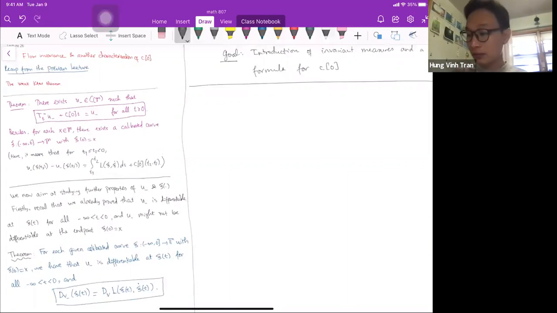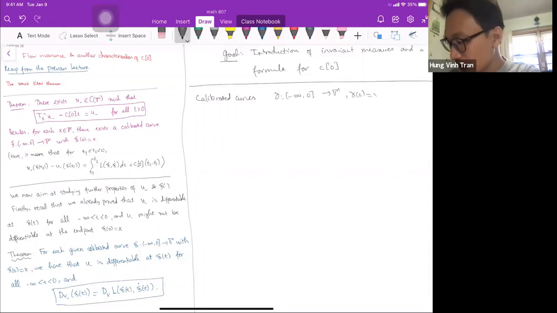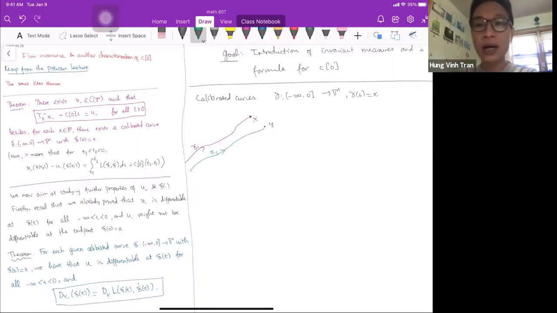calibrated curves, you know, right? We're going to use the whole calibrated curves, gamma going from minus infinity to zero to the torus with gamma zero equals x. So you can start with this point x, you have these calibrated curves going from minus infinity to that. If you start at another point y, you have another calibrated curve. If you want, you can name this one gamma x just to make sure that it's depending on x, and gamma y depending on y.